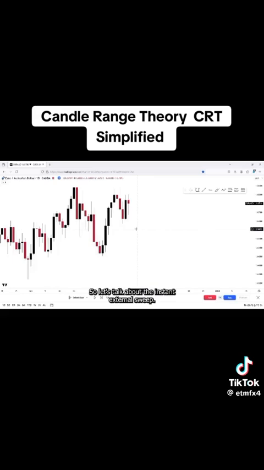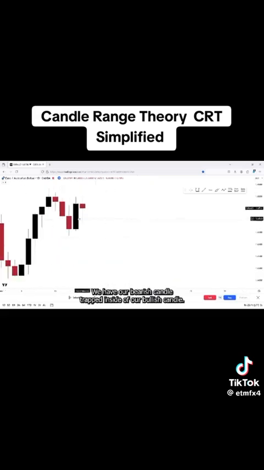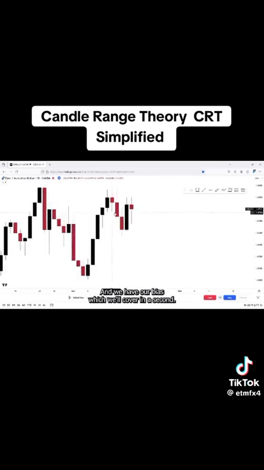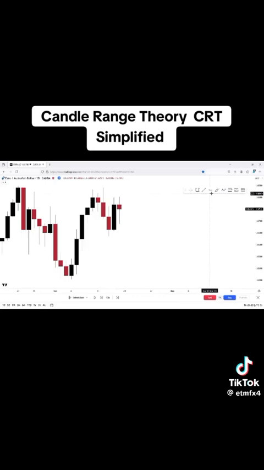So let's talk about the instant external sweep. So what do we have here? We have our bearish candle trapped inside of our bullish candle, and we have our bias, which we'll cover in a second. An extremely important topic that a lot of gurus leave out.